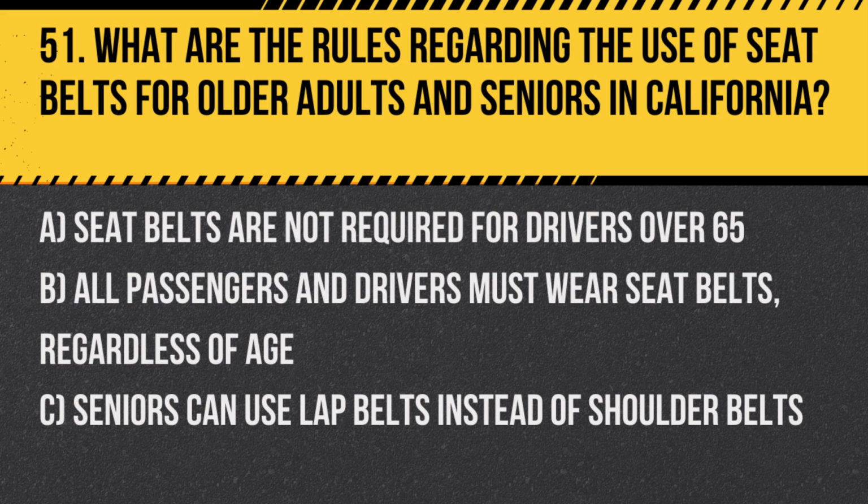Question 51. What are the rules regarding the use of seat belts for older adults and seniors in California? A. Seat belts are not required for drivers over 65. B. All passengers and drivers must wear seat belts regardless of age. C. Seniors can use lap belts instead of shoulder belts. Answer: B. All passengers and drivers must wear seat belts regardless of age. Seat belt usage is mandatory and critical for all occupants.